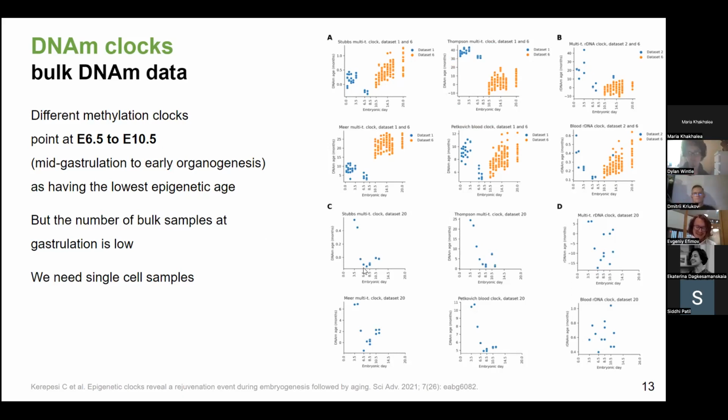But as you can see, the number of samples they can sample during this period is really, really low, as is usually the case with bulk samples, because there just isn't enough material in the early embryos to make a lot of samples from them. The way to go is to use single cell datasets, in which every sample is a cell and not just a bulk mass of cells.